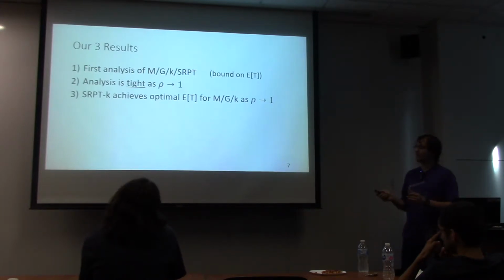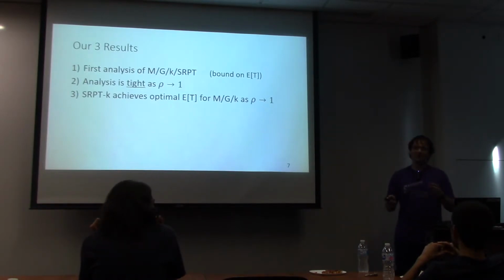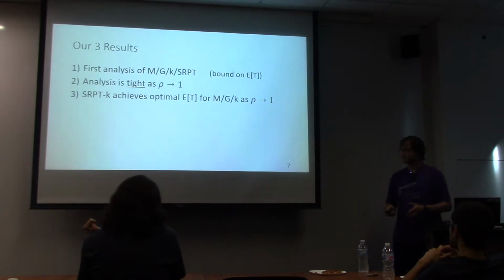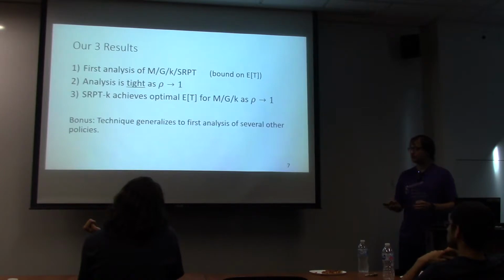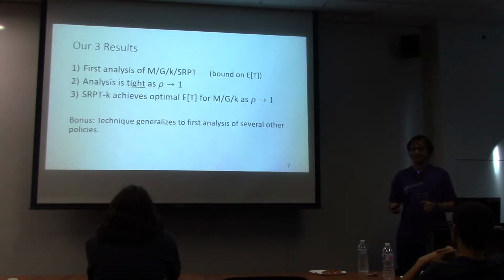And the reason we care about the limit as load goes to 1, as all the servers are busy, is because if load is very small, then basically all the jobs get their own servers, and the scheduling policy doesn't matter in the slightest. So there's not really much point looking at it in that case. Instead, we look at the case where the servers are busy, and so scheduling really matters. Also, as a bonus, this analysis generalizes to give the first analysis of several other scheduling policies, although I'm not going to talk about that today.